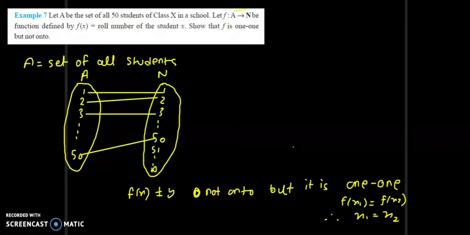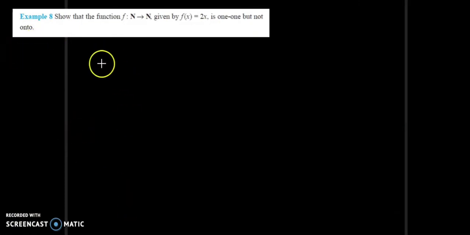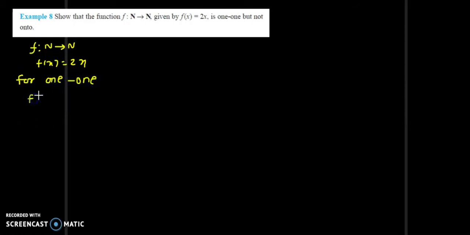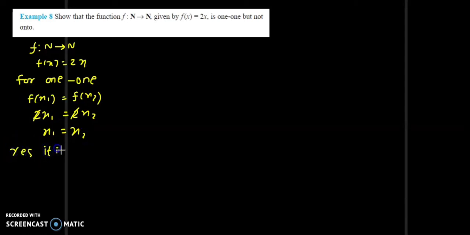Understood? Next example. See this function f defined from N to N, where f of x is equal to 2x. How to solve for one-one? If f of x1 is equal to f of x2, then putting the values, 2x1 is equal to 2x2. The 2s cancel, so x1 equals x2. This is the condition for one-one, so yes, it is one-one.